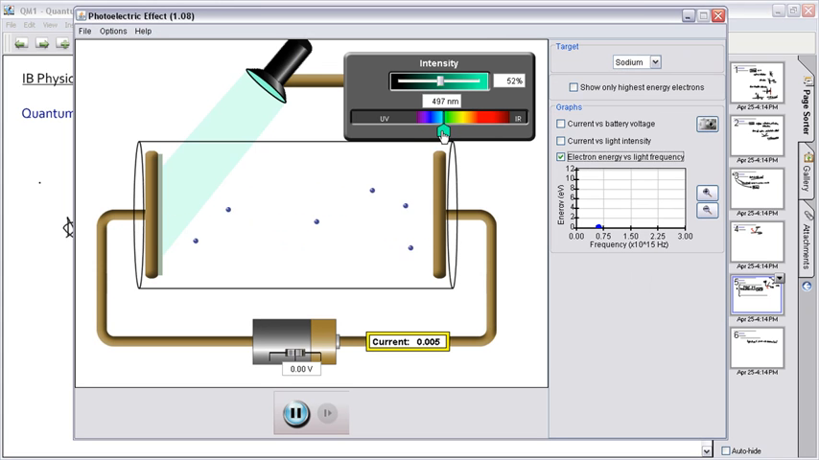What I'm going to do is increase the frequency. Remember, lowering the wavelength means increasing the frequency. As I increase it, look at this graph right here: the energy is going up. You see this little dot right here? As I go more and more and more, look what happens. Just concentrate on what's happening on this graph here. As I raise the frequency, I get more and more energy.